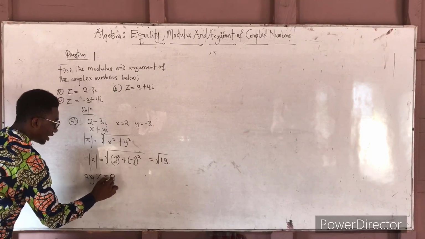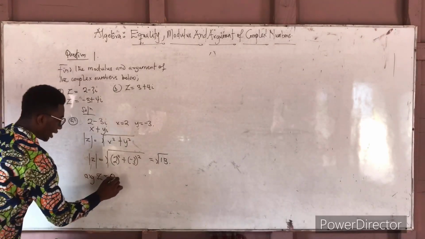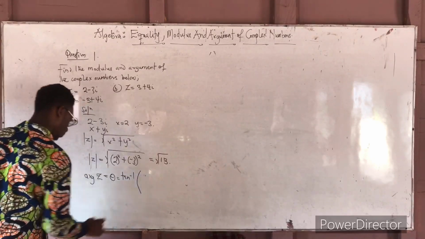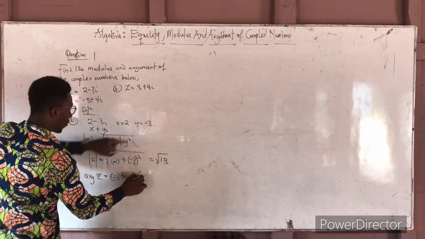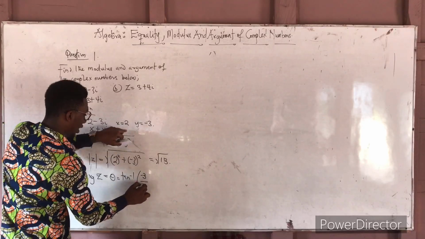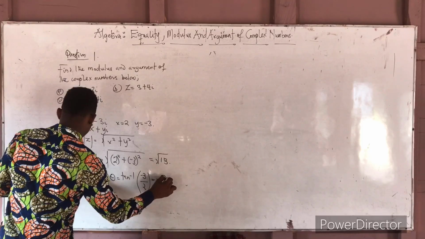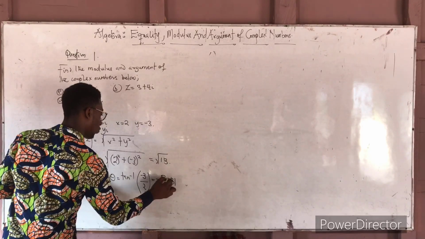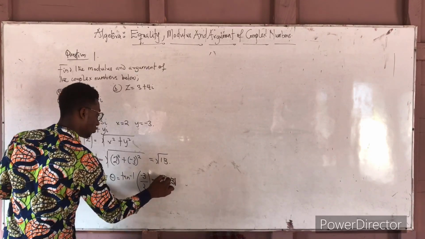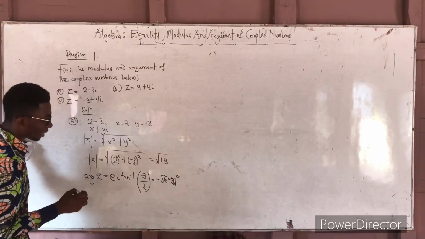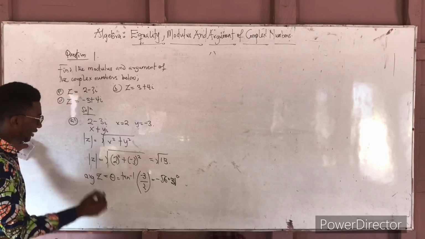Our argument, which is the same as the angle theta, is equal to the tan inverse of y on x, and the y is what? Negative 3 on x, which is 2. And when you do this, you get negative 56.31 degrees. Now, this argument here, let's look at the range.